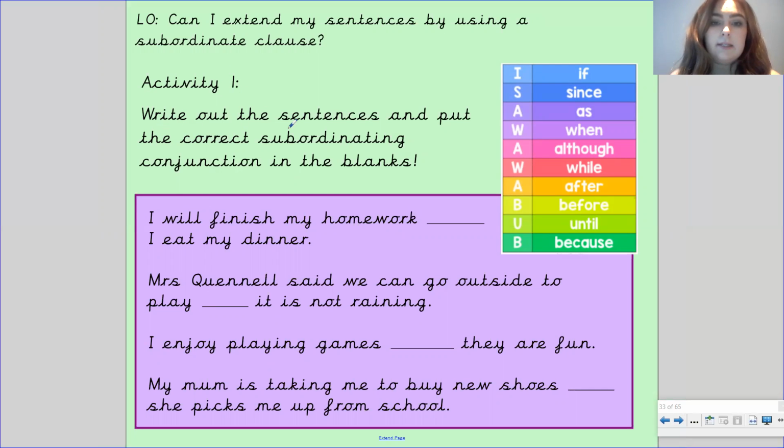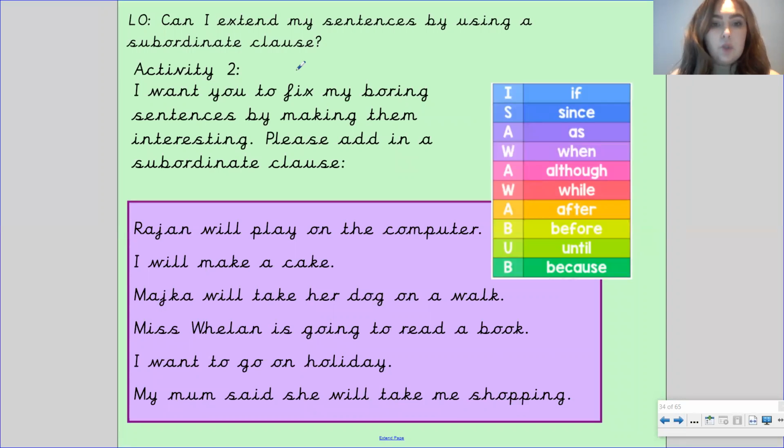And what you need to do is write out these sentences and put the correct subordinating conjunction in the blanks. So we've got, I will finish my homework, pick a subordinating conjunction, I eat my dinner. Mrs. Cornell said that we can go outside to play, pick a subordinating conjunction, it is not raining. I enjoy playing games, pick a subordinating conjunction, they are fun. And my mum is taking me to buy new shoes, pick a subordinating conjunction, she picks me up from school. So you need to make sure that you're writing this out really neatly on your paper and uploading it to Tapestry.